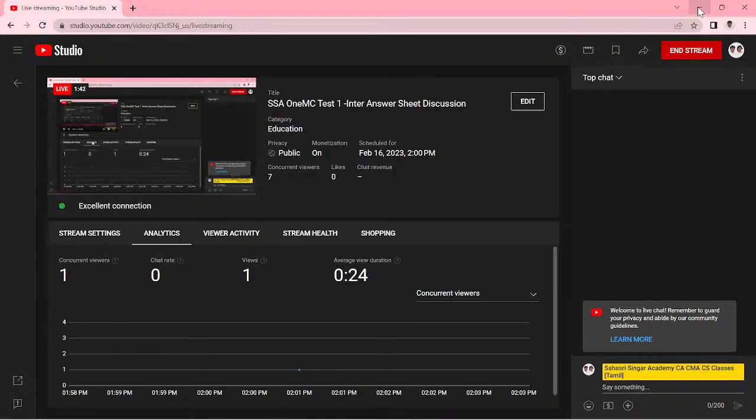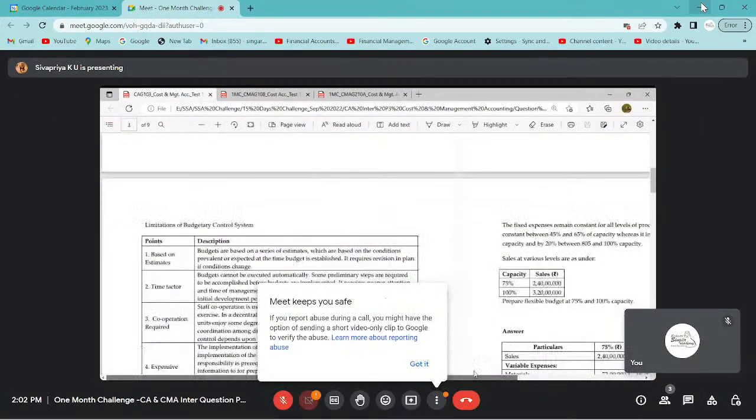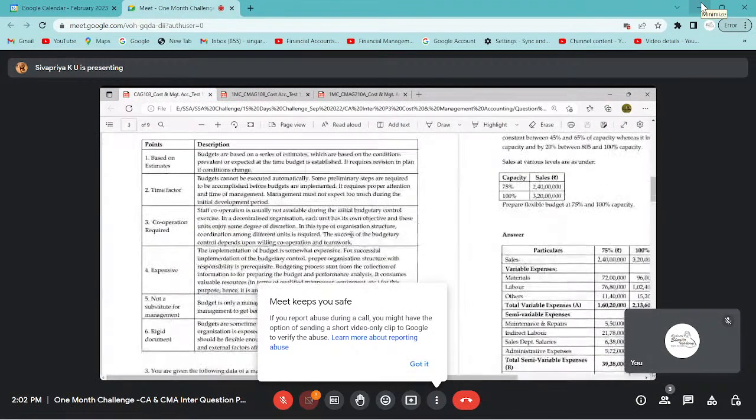Question number 2, state the limitations of budgetary control system. This is a theory question. What are the various limitations? Budget is generally based on estimates. The next factor is time: it is either for a short-term period or the medium term, so time constraints are there. Third, cooperation of the staff employed is required. Then implementation is expensive. Then it is not a substitute for management. And finally, rigid documentation is required.